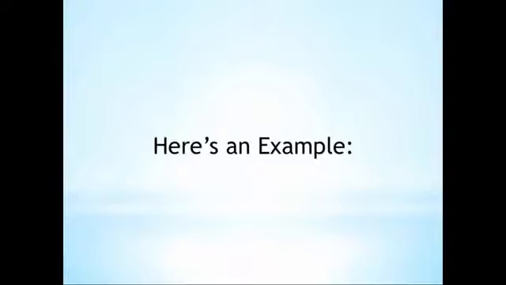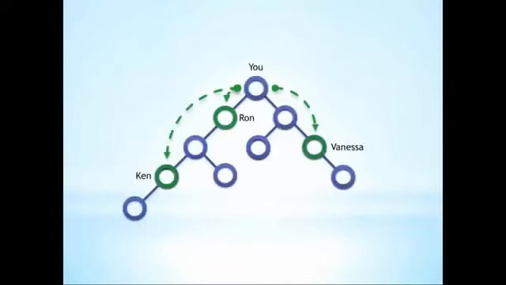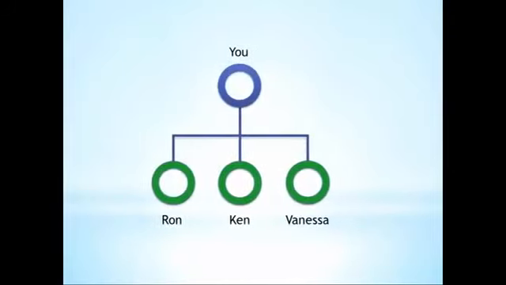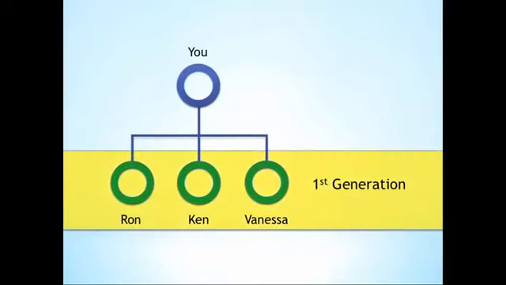Here's an example. Let's say you enroll Ron, Ken, and Vanessa, and they end up placed in your organization like this. Now, even though they are placed one or more levels deep in your group, because you enrolled them, that puts them on the first generation of your enroller tree. More on generations in a minute.